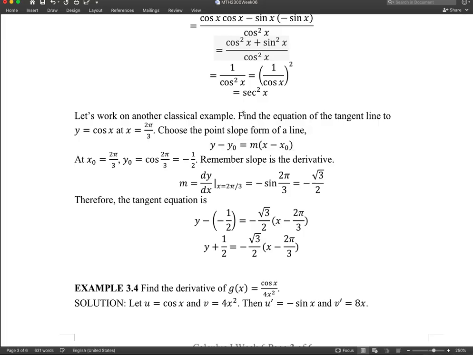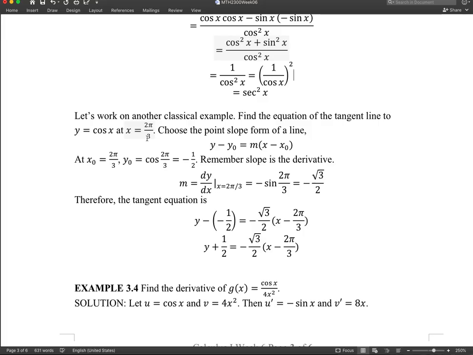Kind of an older example, I'd say a classical example in calculus. Find the equation of the tangent line. Certainly this time, it doesn't involve trigonometric functions in the answer. So it is to find the equation of the tangent line to y equals cosine x at x equals 2 pi over 3. Find the equation of the tangent line.